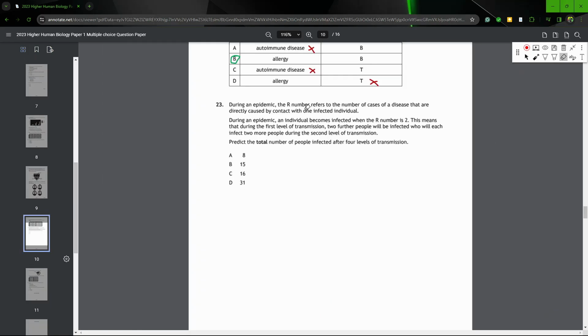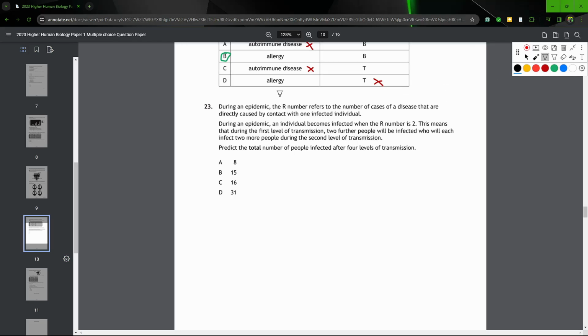Okay, so 23, I've had to redo this because I really messed up the first time, but don't you worry. During an epidemic, the R number refers to the number of cases of a disease that are directly caused by contact with one infected individual.